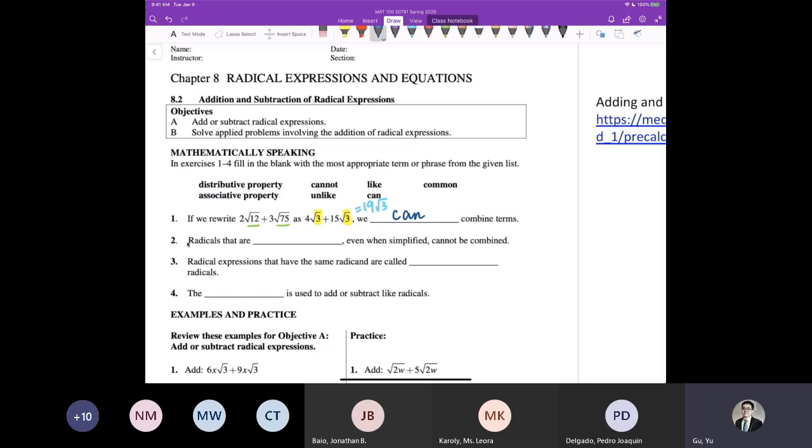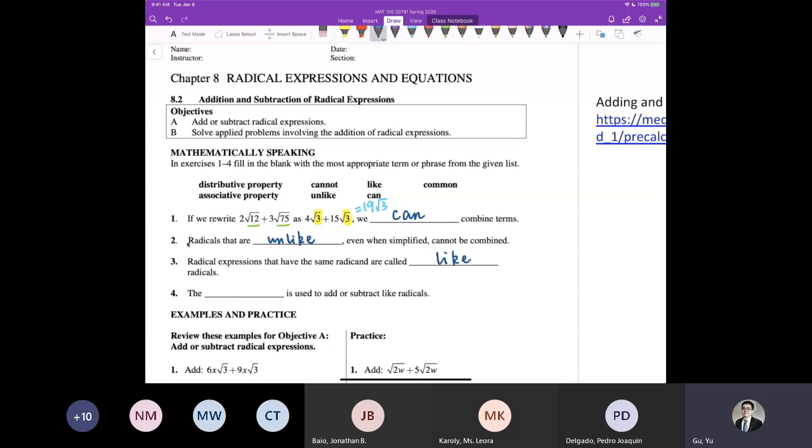Number 2, radicals that are blank even when simplified cannot be combined. This is talking about unlike radicals. Some of the radicals, even if you simplify them, you cannot combine them because they're not like. So we will see some examples later as well. Number 3, radical expressions that have the same radicand are called like radicals. So the same radical part. If they have exactly the same radical part, including variables, then they are like radicals, and then you could add or subtract them. Number 4, the blank is used to add or subtract like radicals.